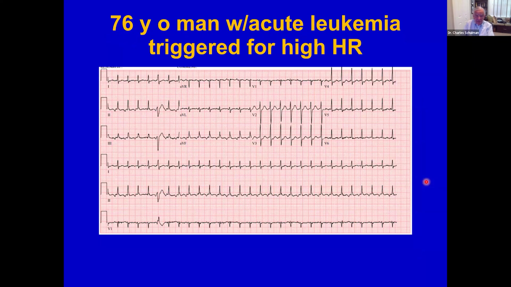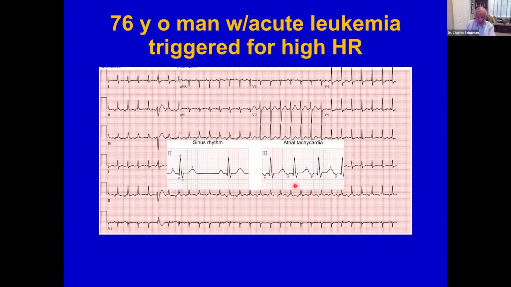So here's a 76-year-old man who happened to be hospitalized for treatment for acute leukemia, who triggered for a high heart rate. And as you can see here, he has a narrow complex tachycardia. This is a PVC, but he has a narrow complex tachycardia, and he has a long RP, right? R to P. The P is almost on top of the next QRS, but you notice the direction of the P waves. It's negative in 2, 3, and aVF and positive in aVL, which means that it is superiorly directed, not inferiorly directed. So this is not a sinus tachycardia. This is an atrial tachycardia.